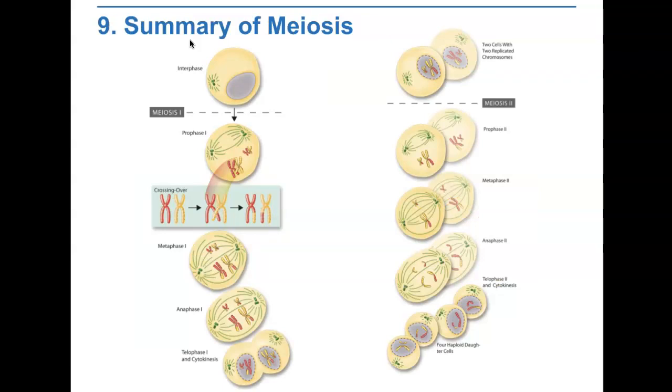Remember that meiosis consists of 2 main phases, meiosis I and meiosis II. Crossing over occurs in meiosis I, and the result is 2 daughter cells. In meiosis II, chromosomes do not replicate prior to prophase II, and the result is 4 haploid daughter cells.